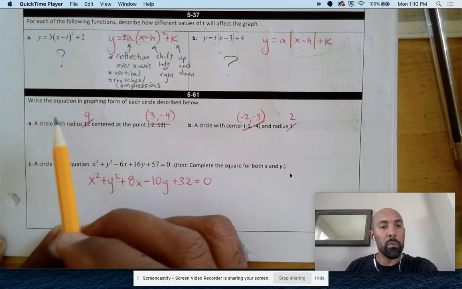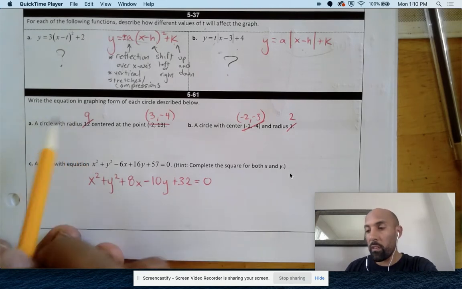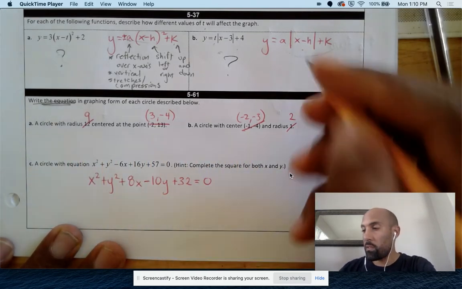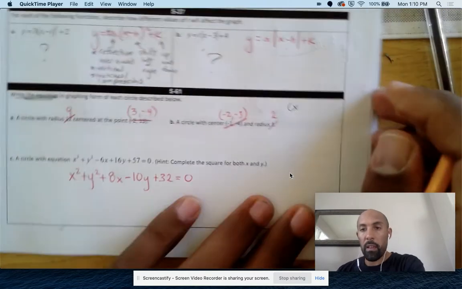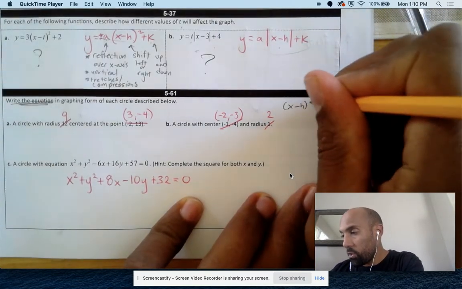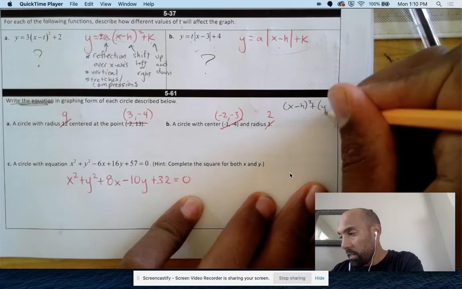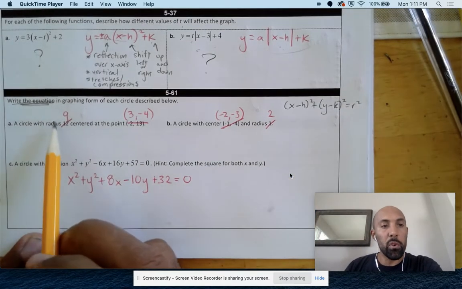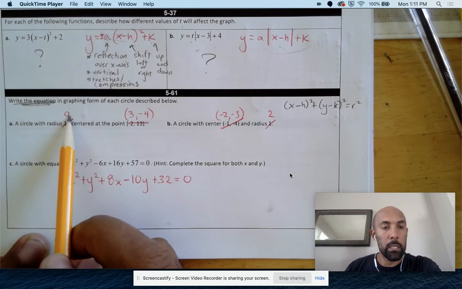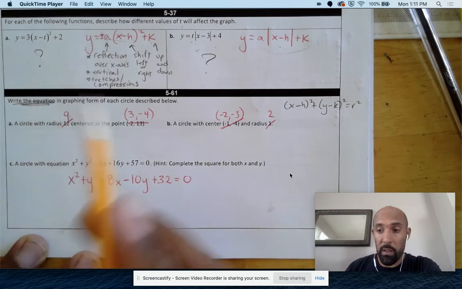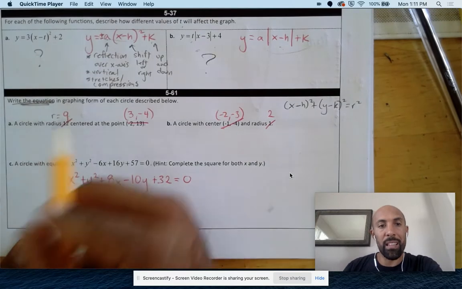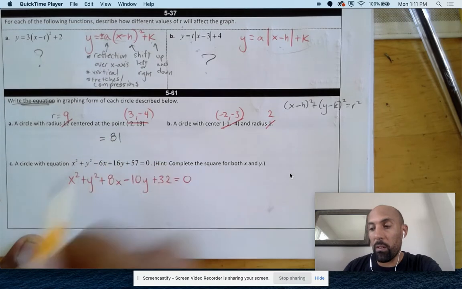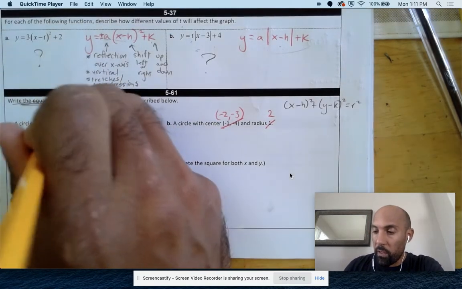All right, so now a circle. Here on all of these, we're going to write the equation in graphing form, and these are both circles. So that means we are doing x minus h, hey, there's h again, plus and minus, y minus k, there's k again, equals r squared. A circle with a radius 9: if the radius is 9, remember r equals 9. That means to set up the equation, I would need to make that equal not to 9, but to 81, or 9 squared. Now we just have to fill in the rest.